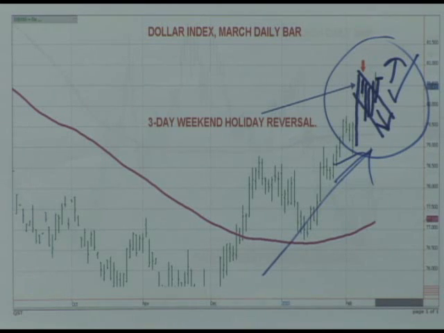So you've seen it in the metal sector. We took a look at it in a currency. Let's go over to grain, something completely different, and see if it happened there, the 3-day weekend holiday reversal.